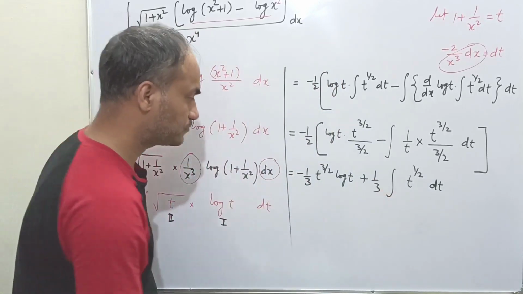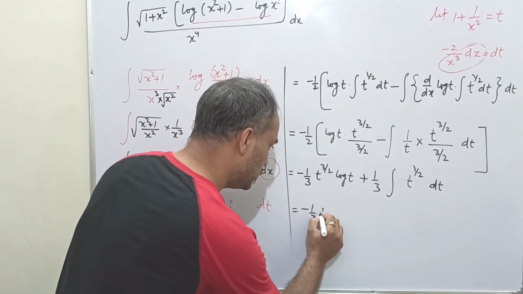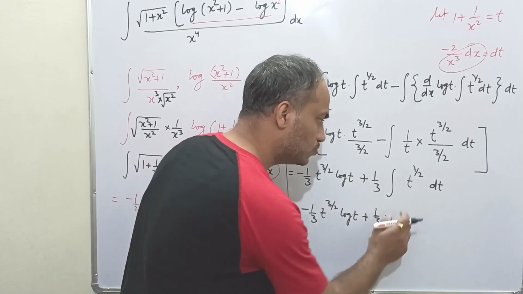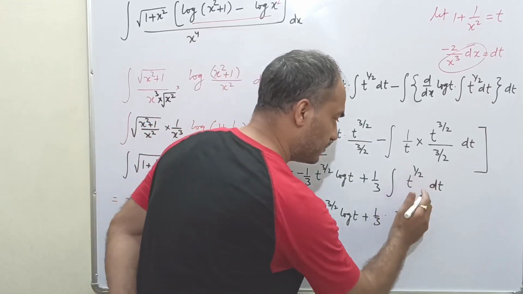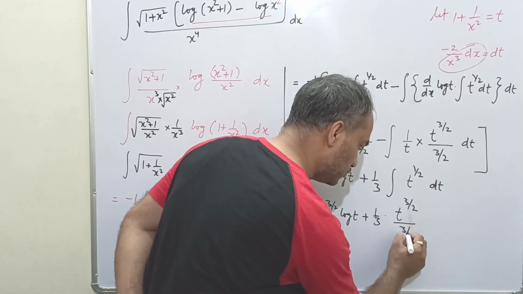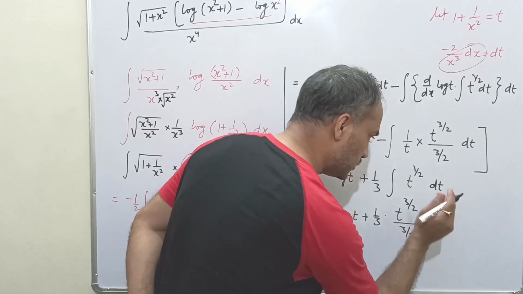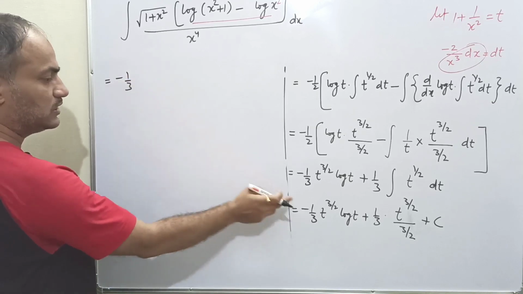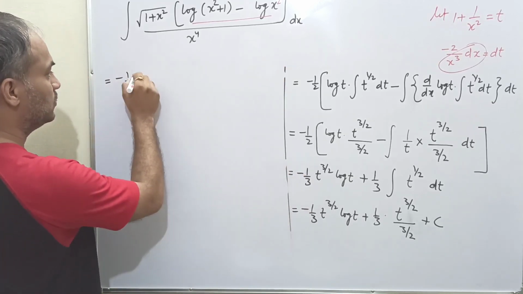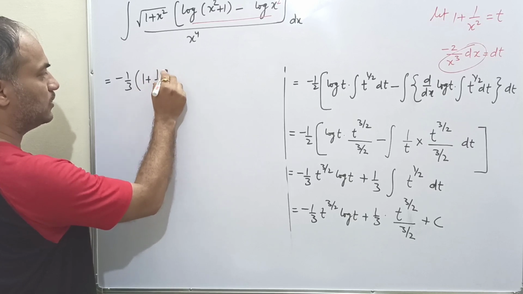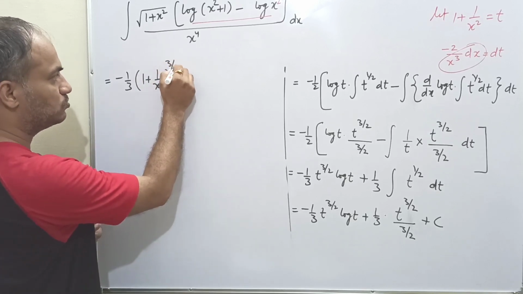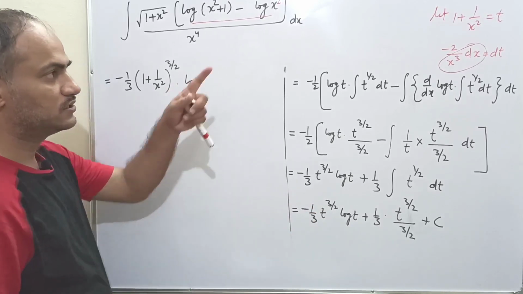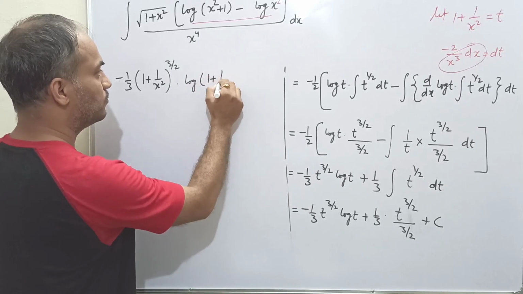Okay, I hope it is clear. This is -1/3 t^(3/2) log t plus 1/3 into integration of this is t to the power half plus 1, it means power 3/2 whole upon 3/2, plus some constant c. Now let us write the answer. This is -1/3 t^(3/2), it means t means expression 1 + 1/x², whole expression to the power 3/2, into log t, same expression, so 1 + 1/x².